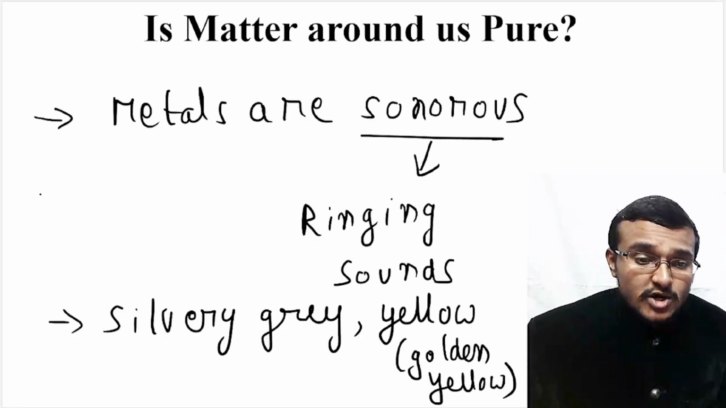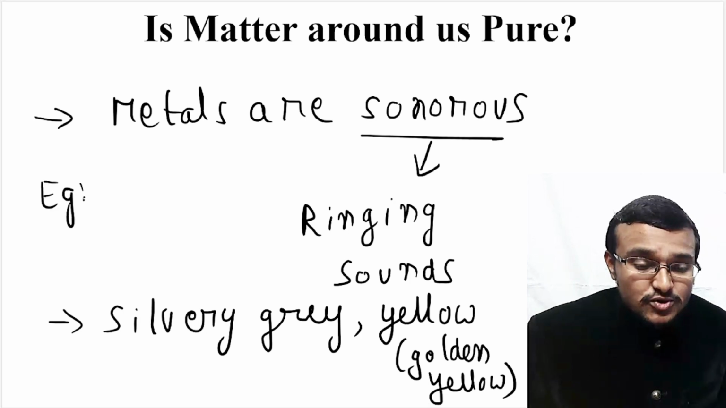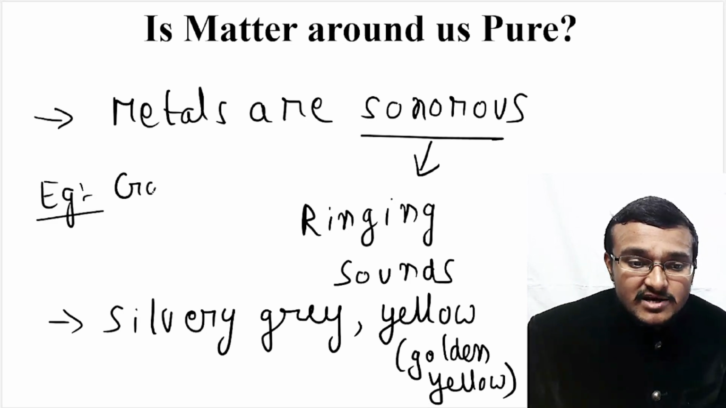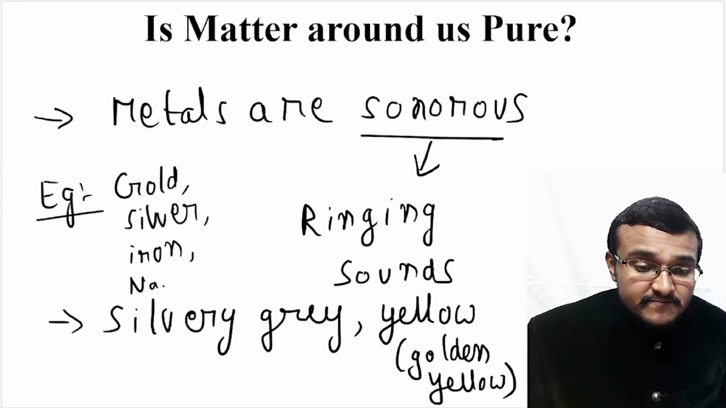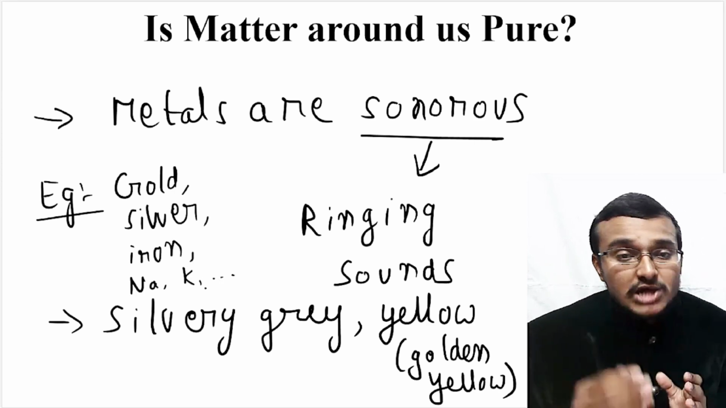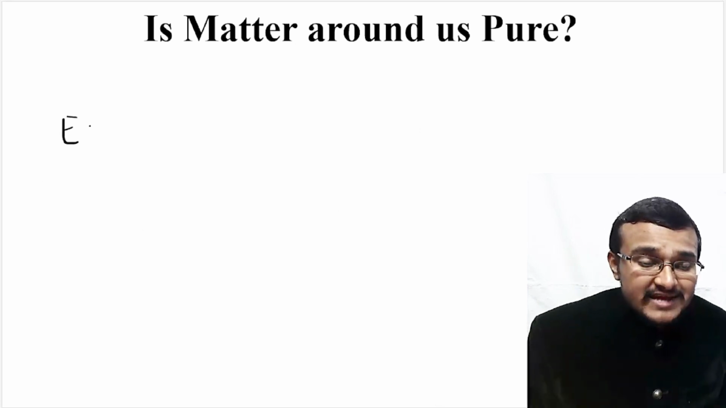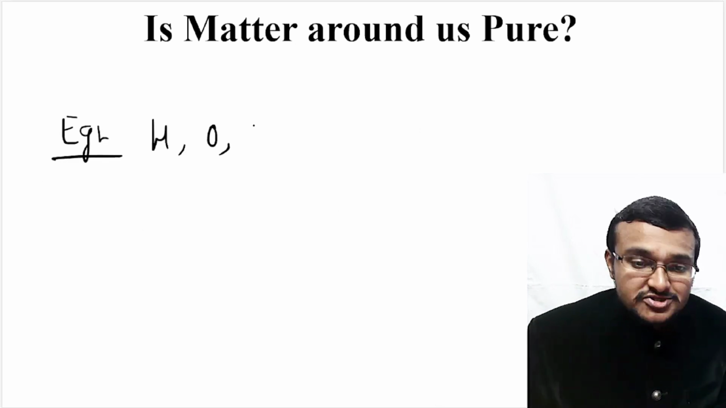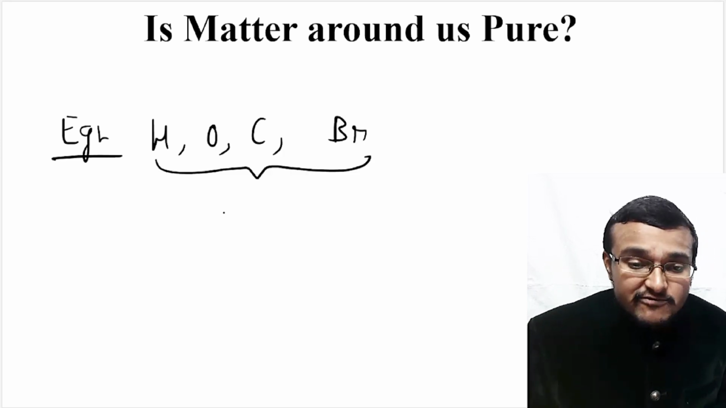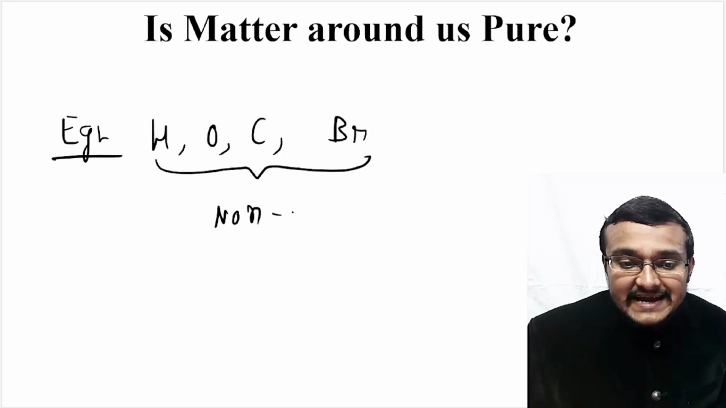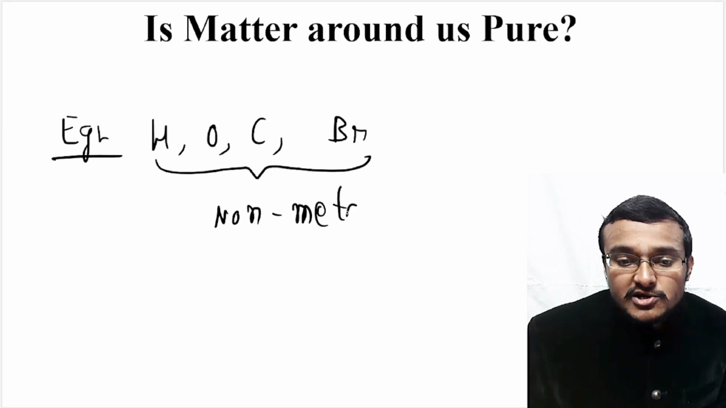So what are the examples for metals? Examples for metals are gold, silver, iron, sodium, potassium. All these elements are examples of metals. Now what are the examples for non-metals? Hydrogen, oxygen, carbon, bromine. All these chemical elements are examples of non-metals.